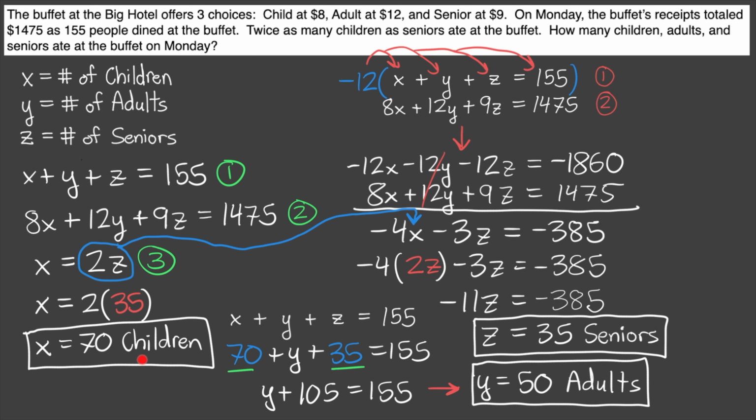All right, so now we have the 3 groups, and we know exactly how many children, 70, how many adults, 50, and how many seniors, 35, who visited the buffet at the big hotel on that particular Monday.